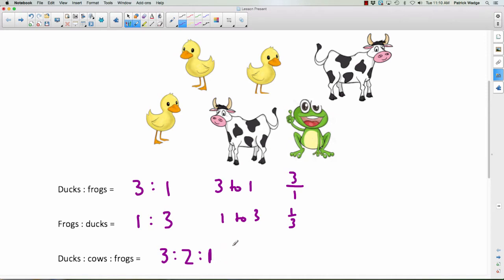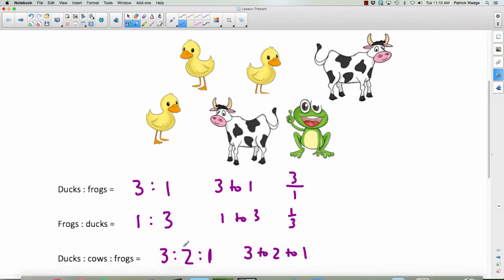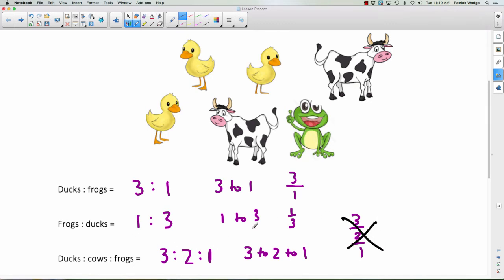All right, you know how we did the colon, the to, and the fraction? There's one we're not going to use. You know which one it is? The fraction. It just looks really weird when you have 3 or more things. So we could write 3 colon 2 colon 1, or 3 to 2 to 1. Both are totally okay and totally equal to each other. You don't write it as a fraction, 3 over 2 over 1. Nope, not doing it. If you have more than 2 things that you're comparing, you cannot use the fraction. You can either use the colon or the word to.